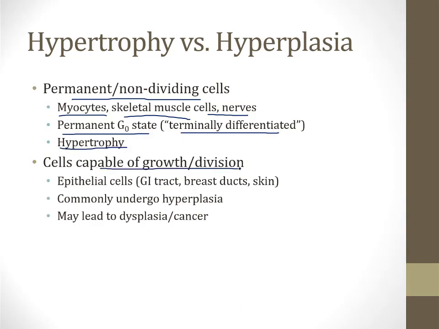Other cells are capable of growth and division even under normal circumstances. For example, epithelial cells have stem cells within the epithelial cell layer that can regenerate lost epithelial cells. You find this in the GI tract, the breast ducts, and the skin. So these cells are normally capable of division, and therefore when faced with a stress they commonly undergo hyperplasia, and this in many cases leads to dysplasia and cancer. So for this reason you hardly ever see cancers in the heart or in skeletal muscle, but you commonly see cancers in the GI tract, the breast ducts, and the skin, and that's because these places have cells that are capable of cell division. Those cells often undergo hyperplasia, and as I told you before, hyperplasia can lead to malignancy.